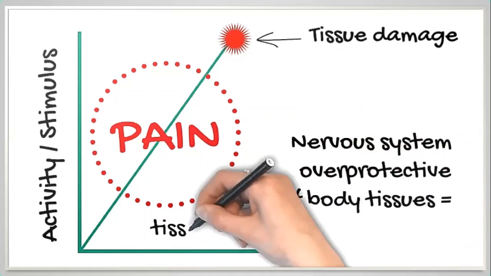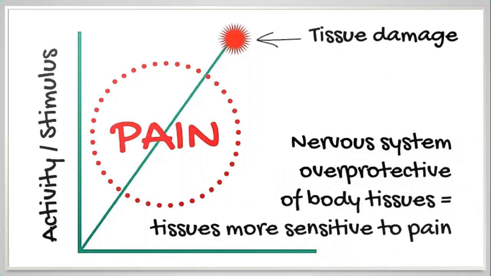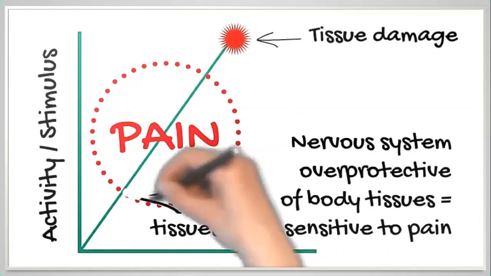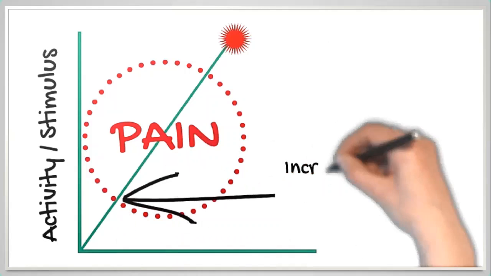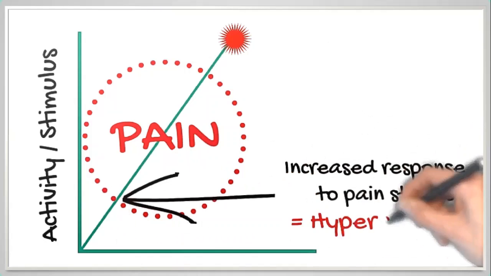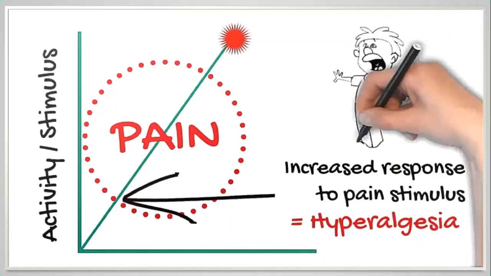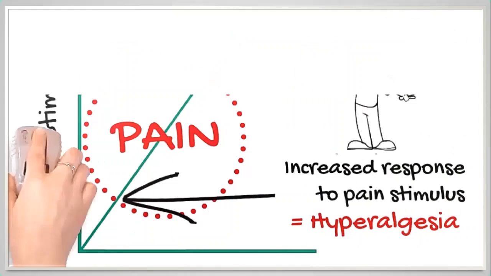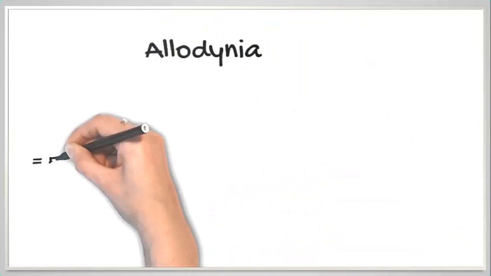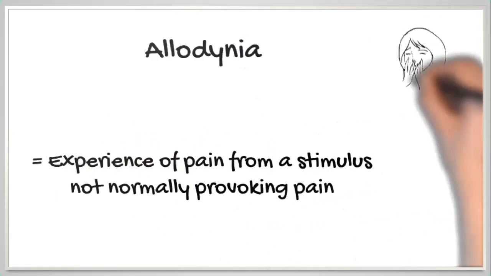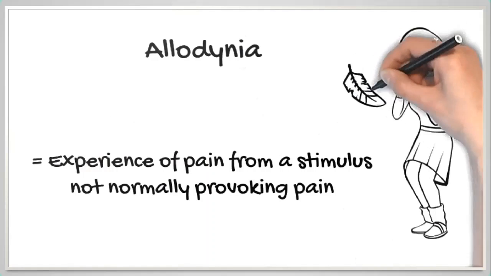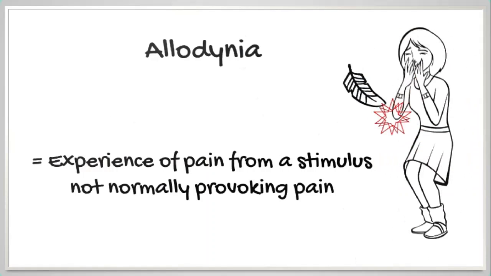This happens when our nervous system becomes overprotective and the tissues become more sensitive to pain. Therefore, the pain threshold decreases and we start to feel pain and discomfort at a much earlier stage. This increased response to a pain stimulus is called hyperalgesia. Sometimes we get what is called allodynia. That is when any kind of stimulus can provoke pain, and even a feather-like touch can cause pain and agony.